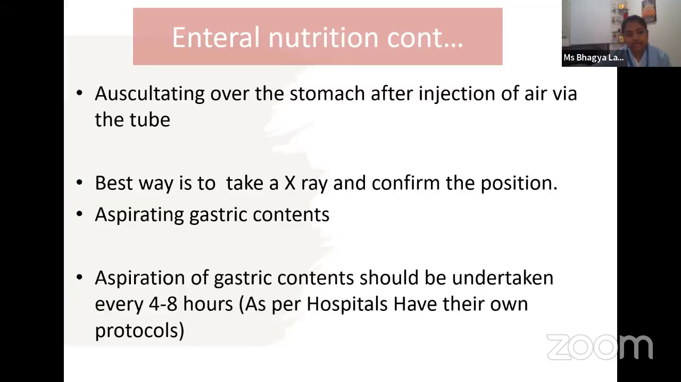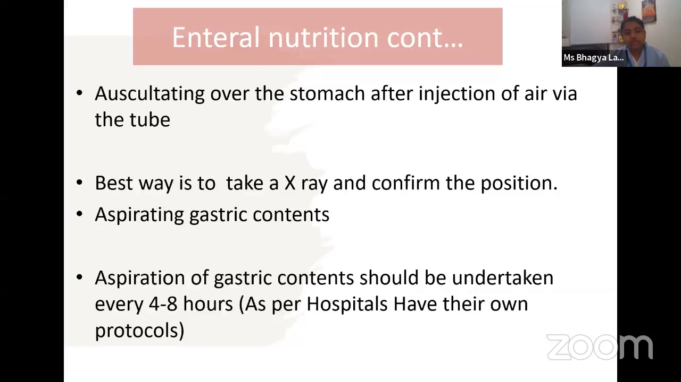The best way is to take an X-ray and confirm the position, and also aspirate the gastric contents. Aspiration of the gastric contents should be undertaken every 4 to 8 hours, depending on the hospital, because as per the new guidelines it is not mandatory to aspirate the tube with every feed to see whether the tube is in place, whether gastric contents are there, whether leftover feed from before is coming out, and whether the patient tolerated the feed or not. If you aspirate within 2 hours, none of the patients will digest their feed.